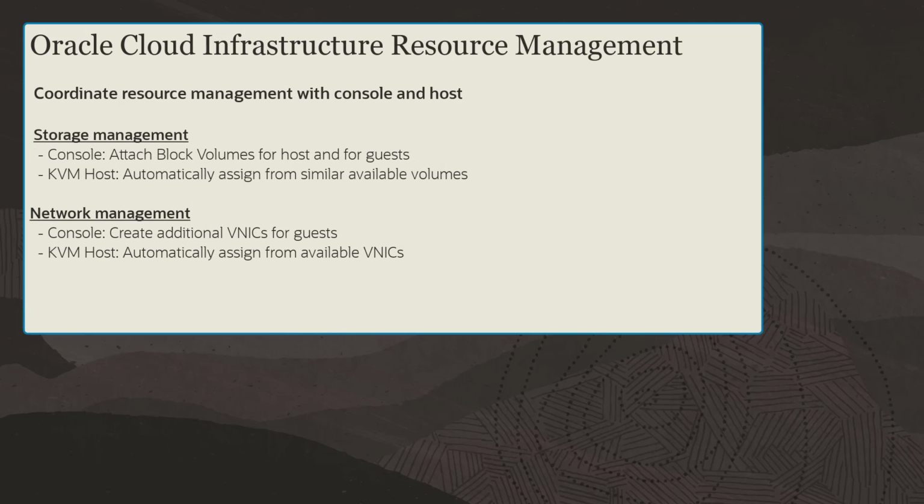Oracle Cloud Infrastructure resource management for KVM host instances is done through the Cloud Console and through command line on the KVM host. You manage storage and network resources using the Oracle Cloud Infrastructure console and the KVM host together. When you need storage for the host, you attach a block volume and partition and mount the device when it's needed. You need to attach a block volume for each guest you want to support. And you also need to create secondary VNICs for each guest you want to support. The KVM host automatically assigns a block volume and a VNIC from those available when you create the KVM guest.